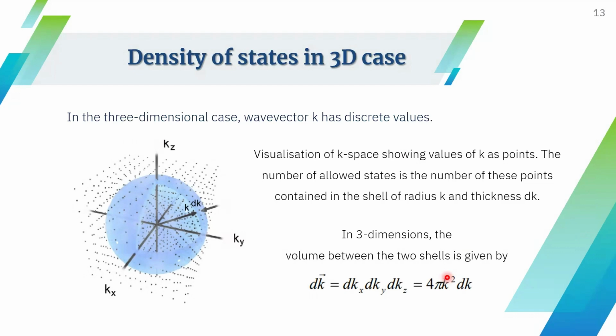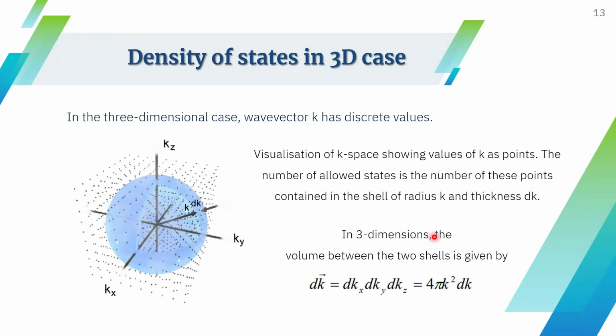Now, I would like to explain about the density of states in the 3D case. Before that, you can observe in this figure, it shows the spherical shells in the three-dimensional case. The k shows the wave vector, which has different discrete values. So the k space shows the values of k as points. The number of allowed states is the number of these points contained in the shell of radius k and thickness dk. So the problem of finding the number of allowed states amounts to finding the number of these allowed states between the radius k and k plus dk. So k is the radius and dk is the thickness.